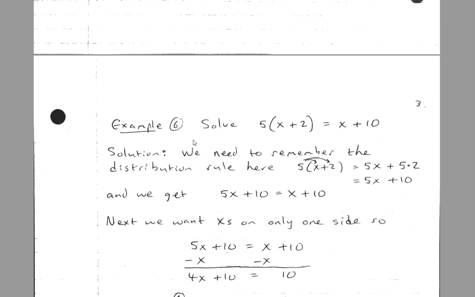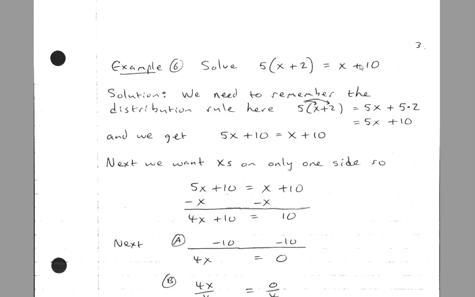All right, so let's just see another situation that can come up. Okay, so example 6, we have something new on the left. We have x plus 2 in parentheses multiplied by 5, and there's also an x on the right.